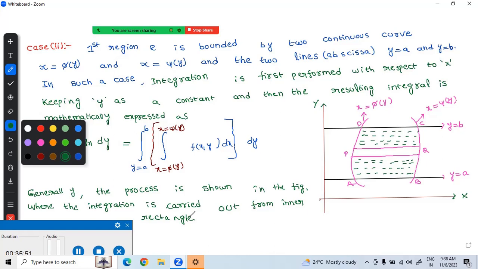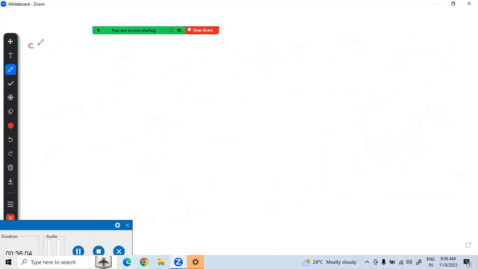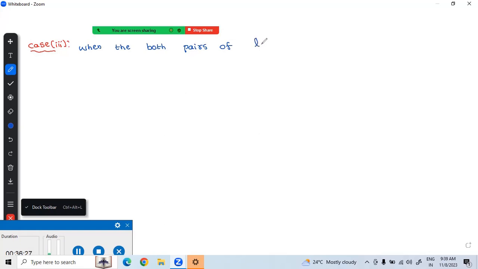Case 3. Write down case 3. When both pairs of limits are constant, the region of integration is the rectangle ABCD.